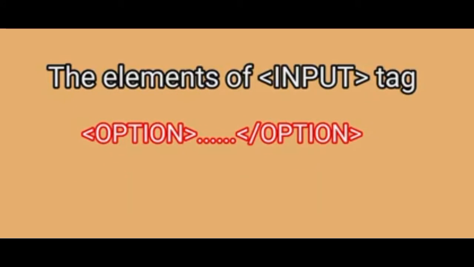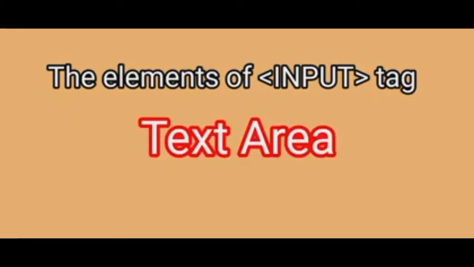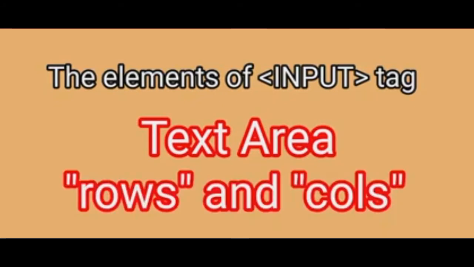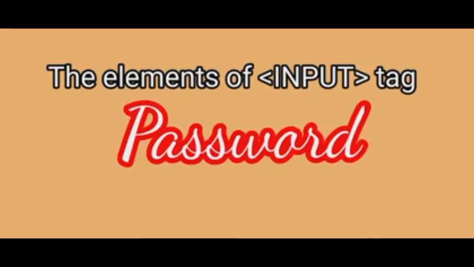Text area. This element is used to have a text box ranging from a set of rows and columns for a multiple line text area. Password. This element is used to mask the characters keyed into the text box with a character. Usually asterisk is used.